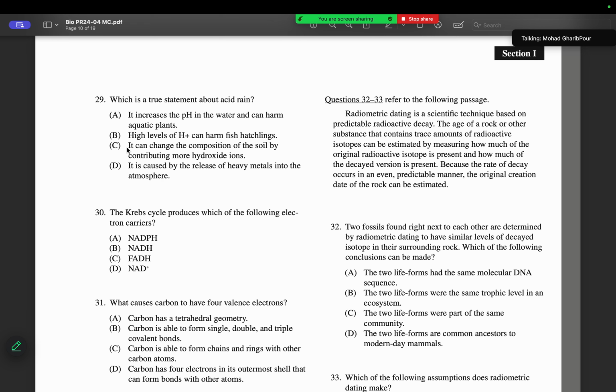And then, okay, C, it can change the composition of the soil by contributing more hydroxide ions. Do you guys know what that is? Wait, isn't it just H plus? No. I'm going to write these down. You guys should take note here.